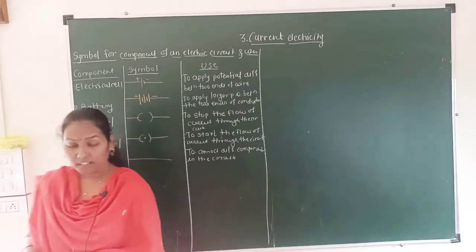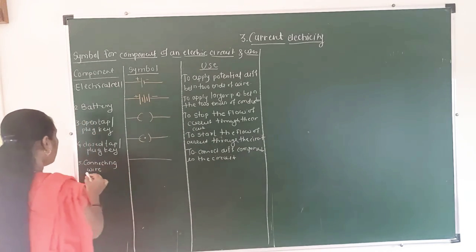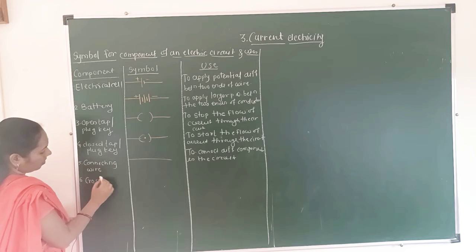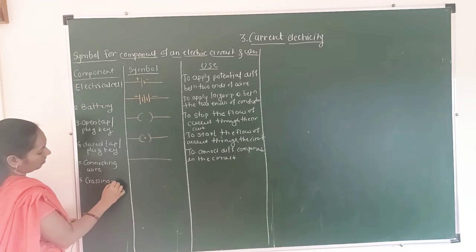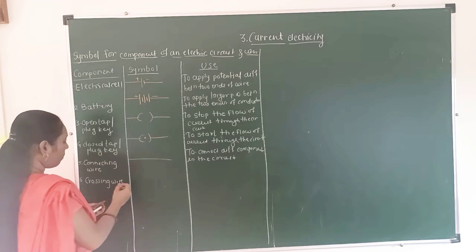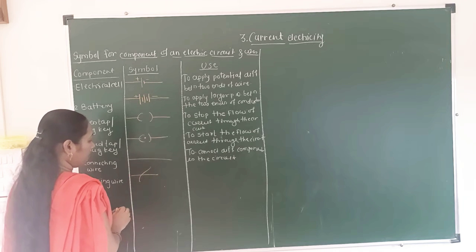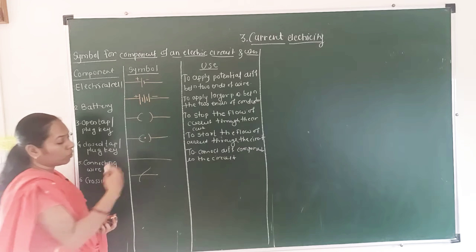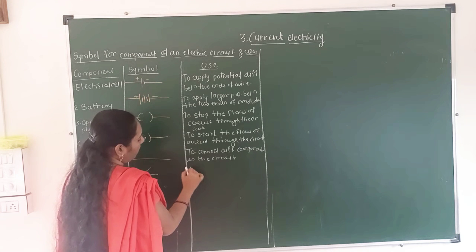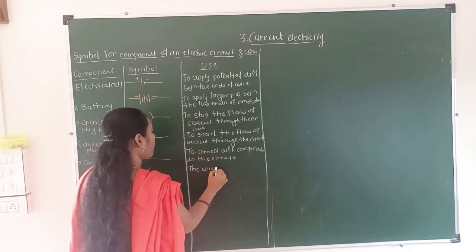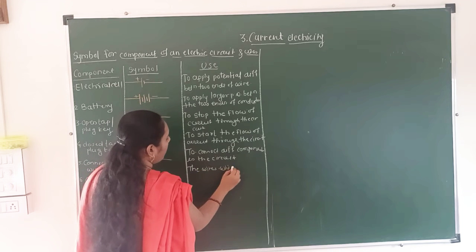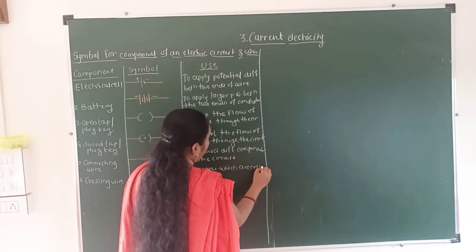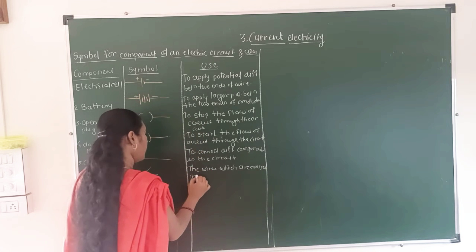After that, the sixth one is crossing wires, crossed wire or crossing wires. The symbol for crossed wire is like this, and it is used to show the wires which are crossed and not connected.